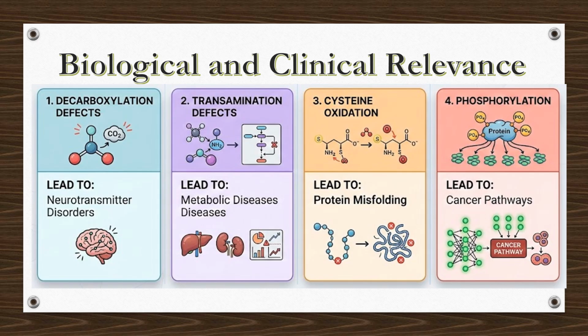Cysteine oxidation and protein misfolding. Cysteine's thiol group normally stabilizes proteins through disulfide bonds, but under oxidative stress, excessive or incorrect disulfide formation leads to misfolding and aggregation. This chemistry underlies cataracts, where crystalline proteins in the lens aggregate, and neurodegenerative diseases like Parkinson's, where oxidative damage promotes toxic protein inclusions.